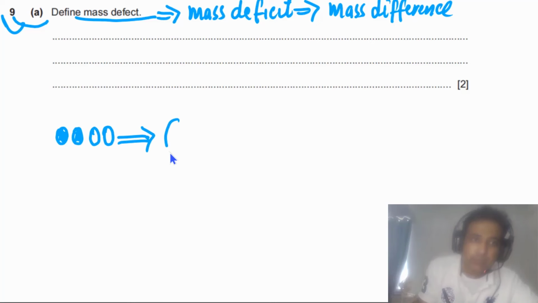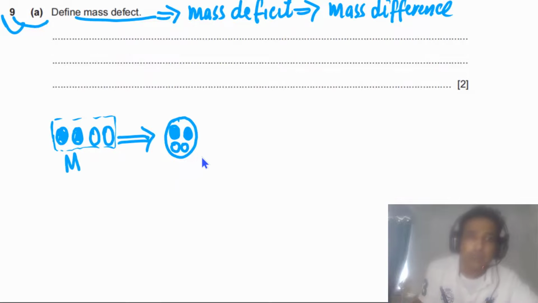If we draw the helium nucleus, inside the helium nucleus we have 2 protons here, and we have 2 neutrons. Imagine that the total mass of these nucleons, let's say this is equal to capital M. So we are talking about the total mass of these nucleons, and the mass of the nucleus, let's say this is small m.